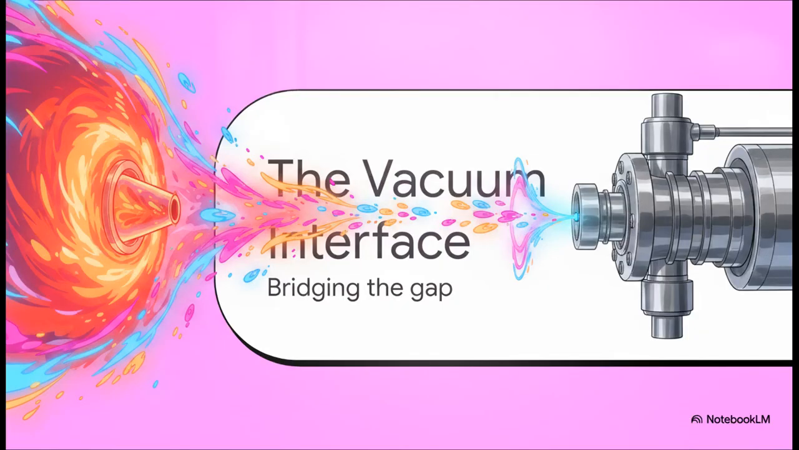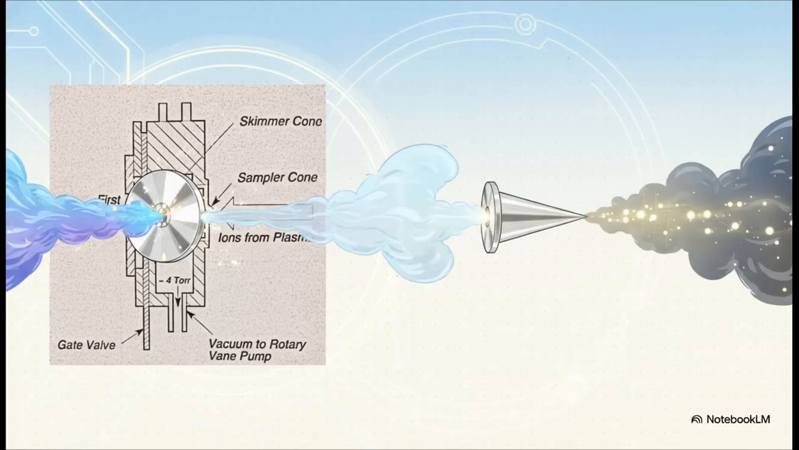Section 4. The vacuum interface. Bridging the gap. So our sample droplet has now been completely obliterated, right? Leaving behind just a stream of elemental ions. But here is the critical engineering challenge of ICP-MS. We have incredibly hot plasma at atmospheric pressure, but our delicate mass spectrometer operates in a high vacuum at room temperature. How do we possibly bridge them?